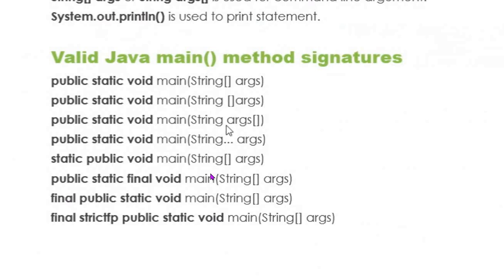So what are these two, sir? Final public static void main and final strictfp public static void main. I didn't get them. This is the signature of the main method, a defined method. Whenever you run any Java program, it will try to find only this signature. If the signature is there, then only it will run that program.